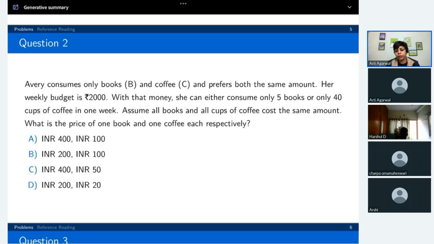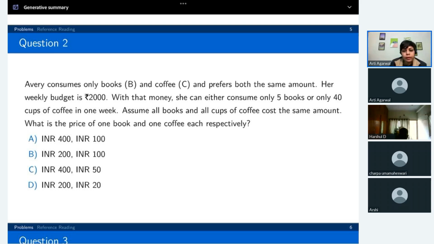So all the books and coffee here cost the same amount, and you're given that Avery has a budget of 2,000 rupees. She can either consume only 5 books or only 40 cups of coffee in 1 week. This is a weekly budget, right? It's a weekly budget. So what is the price of 1 book and 1 coffee? This is pretty straightforward. Did anyone solve it? Right. C is the correct answer. How do you solve it?